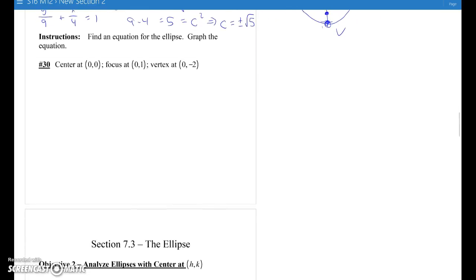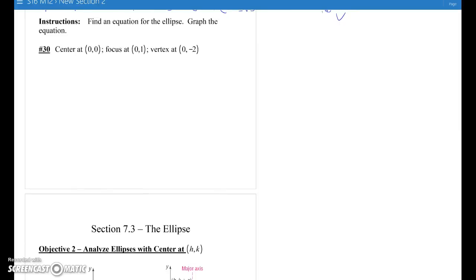Okay, let's look at another example where it says find an equation for the ellipse where the center's at 0, 0, focus at 0, 1, so here's a focus point, vertex at 0, negative 2. So here's a vertex. So we also know there will be a vertex in the mirror image spot and a focus in the mirror image spot.